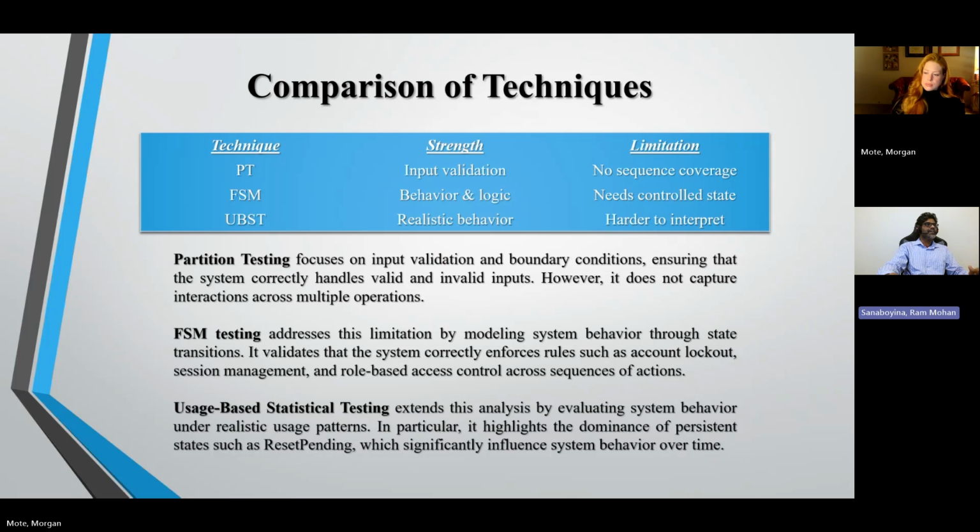Now moving on to the comparison of the techniques. Each testing technique offers distinct strengths and limitations. Partition testing is effective for input validation but does not capture sequence-based behaviors. FSM testing is effective for validation logic and state transitions but requires controlled initial conditions. UBST provides insights into realistic system behavior but can be more difficult to interpret.